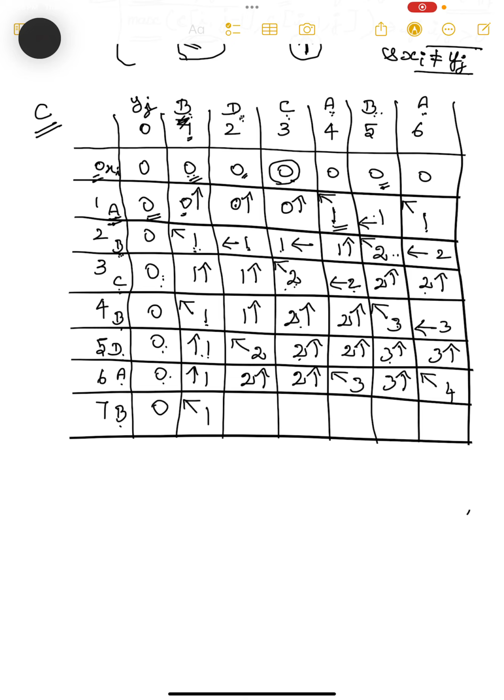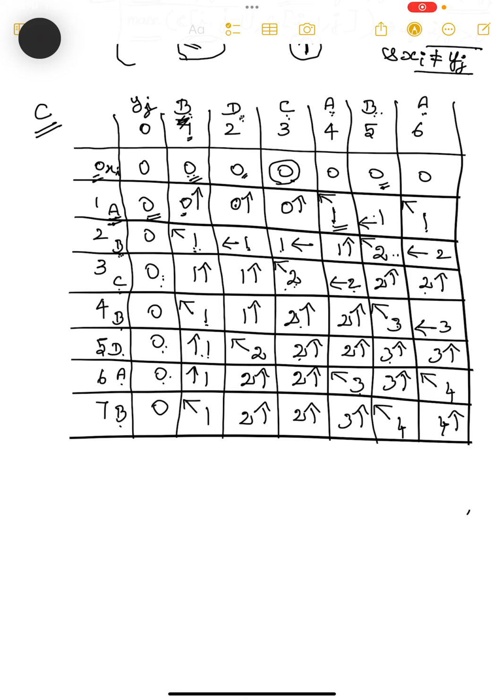Here B and D both are not same, so 2 up arrow. C and B not same, 2 up arrow. A and B not same, 3 up arrow. B and B same, so this value plus 1, 4 slanting arrow. A and B both are not same, so larger value 4 and then up arrow. So now the table is filled. We have to identify the longest common subsequence from this table only.